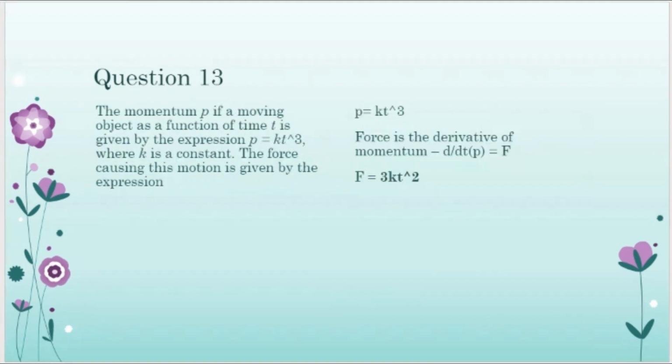So now we can look at question 13 in the packet, which tells us the momentum p of a moving object is a function of time t, where the given expression is p = kt^3, where k is a constant. It asks what the force causing the motion is, and as we know the force is the derivative of the momentum over time, we can simply take the derivative to get 3kt^2, which is equal to the force.